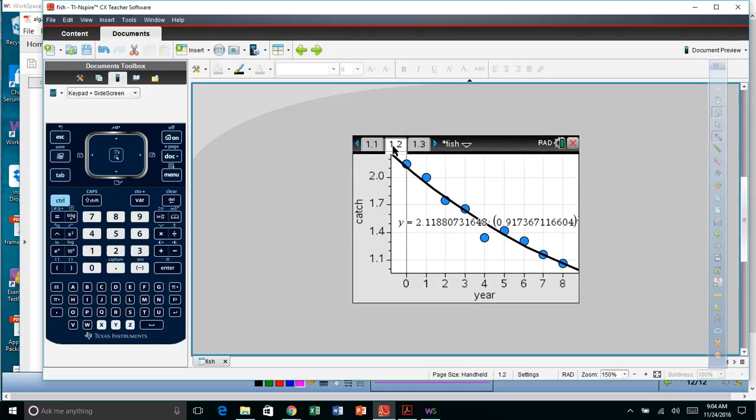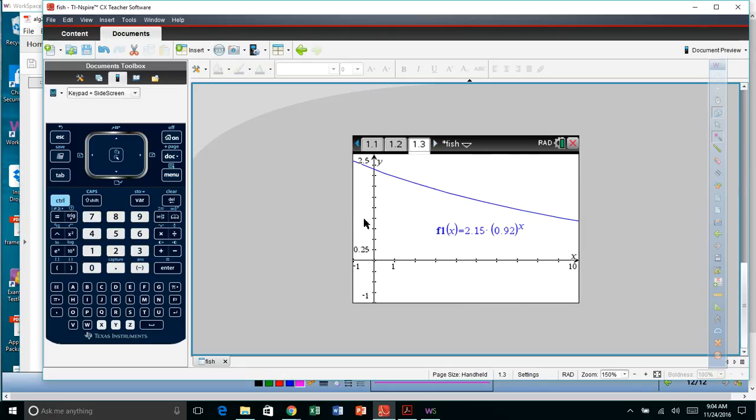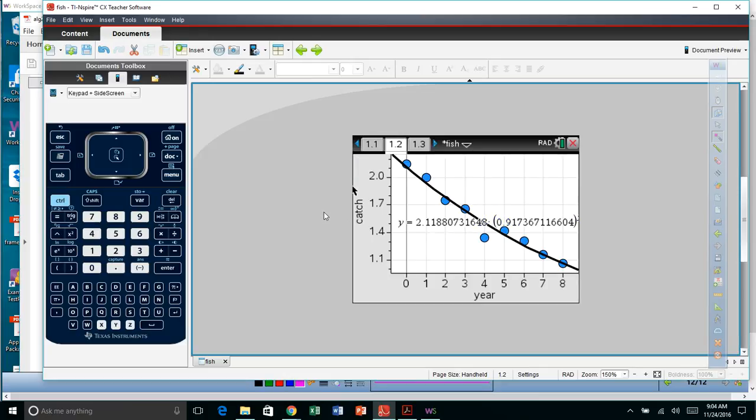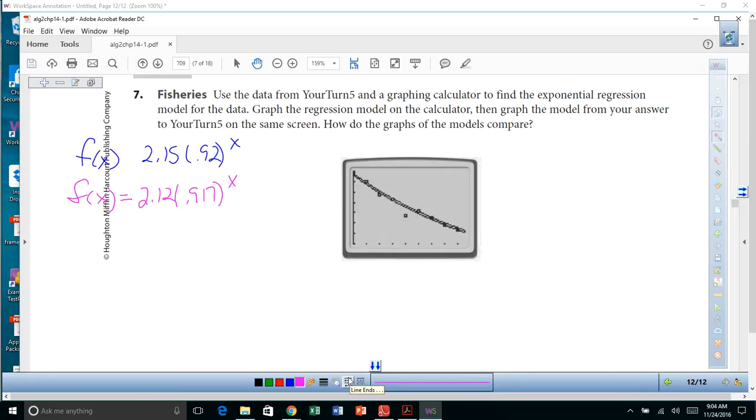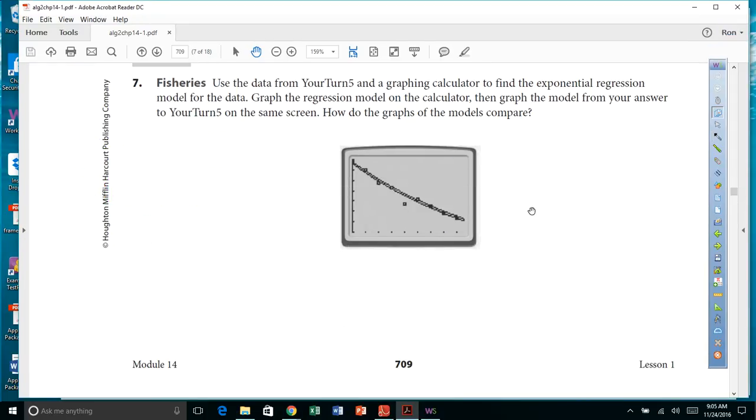Pretty darn close, isn't it? Pretty darn close. See, I can't really control that. This one starts out a little bit higher, pretty much the same growth factor. Not much higher. So I'd say the graphs are very close. They're both approximations. This is an approximation and this is an approximation. But the calculator does a better job of approximating than we can by hand.